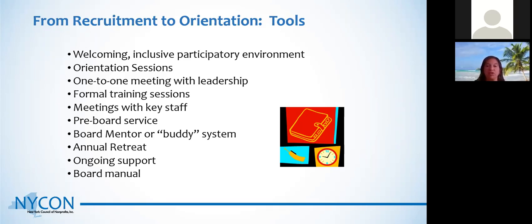Make sure the committees know what they're charged with doing, and really provide them with some support. Maybe the vice president can help the president support committees. And then one thing that's really valuable is a board manual. This can be an actual physical manual. It can be an online Google document.